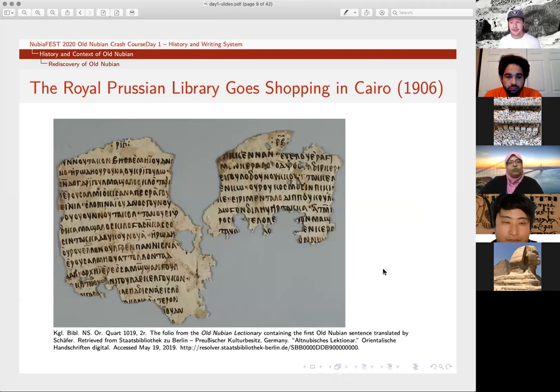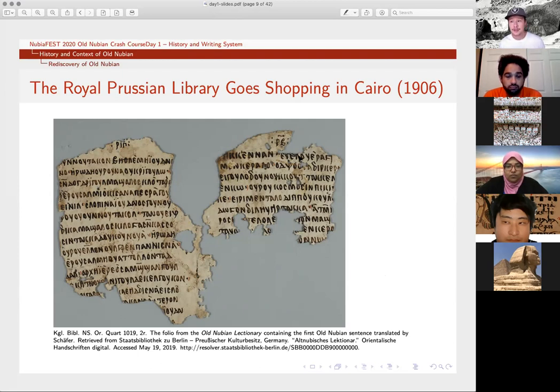Then after these two big expeditions, so one of Napoleon and one of the Prussians, so the Germans, we see activity by state institutions, and in this case, the Royal Prussian Library.